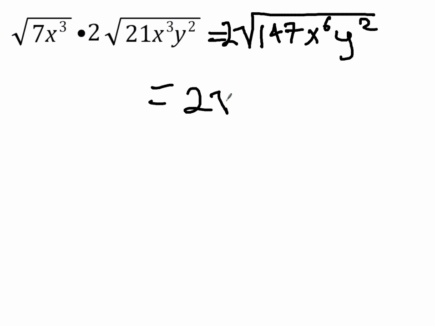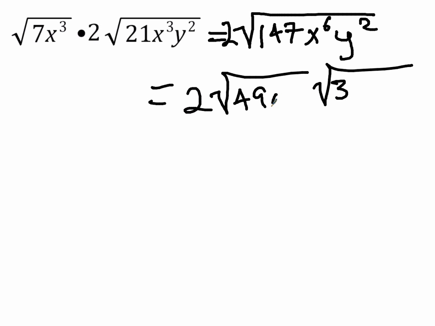Okay, now let's break this up into things that are perfect squares and things that are not. 147 is the same thing as 49 times 3, and that's not at all obvious, but it is. And then x to the 6th and y squared are also perfect squares. So square root of 3, the 3 is the only thing that's not a perfect square in this whole thing. The square root of 49 is 7, so I have 2 times 7.